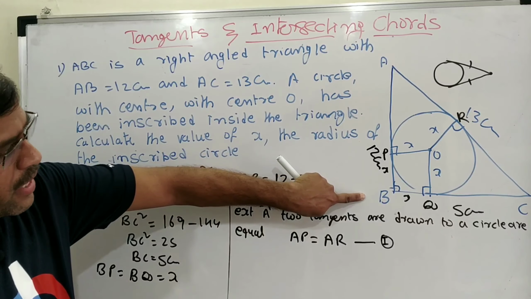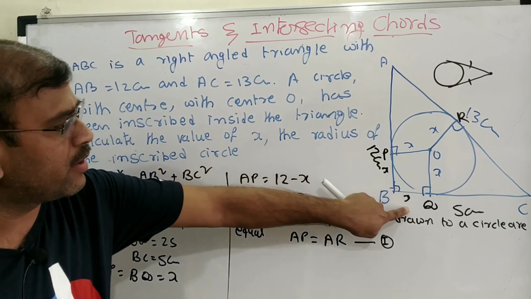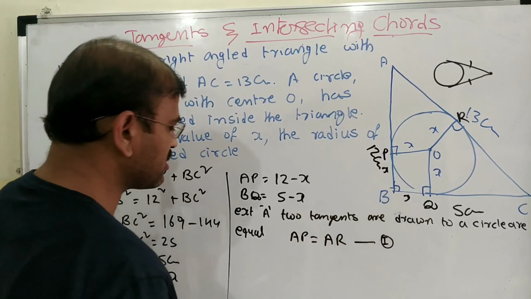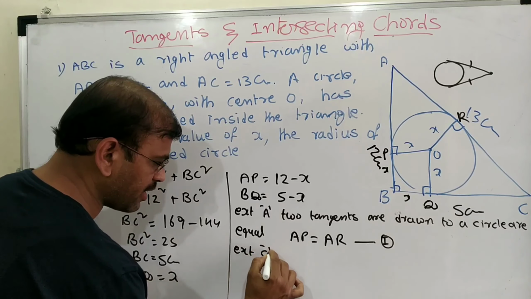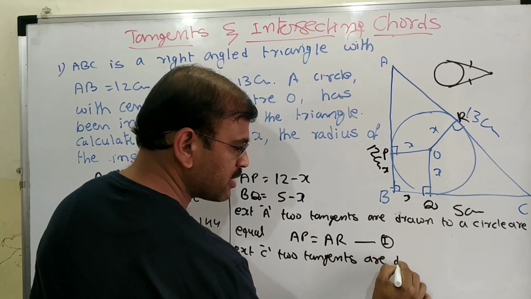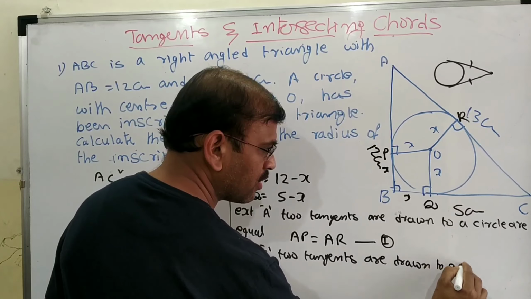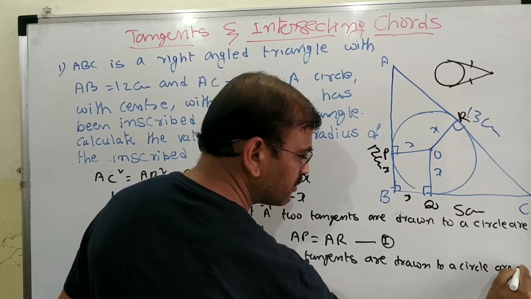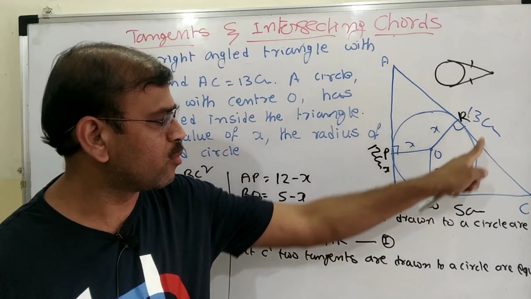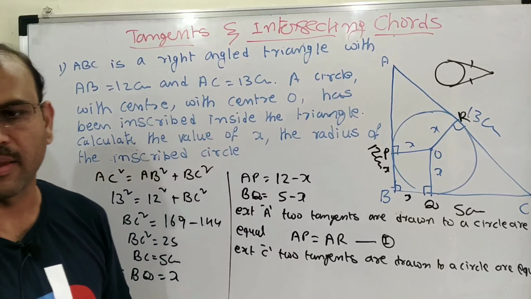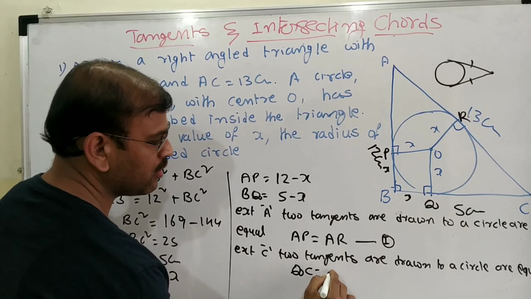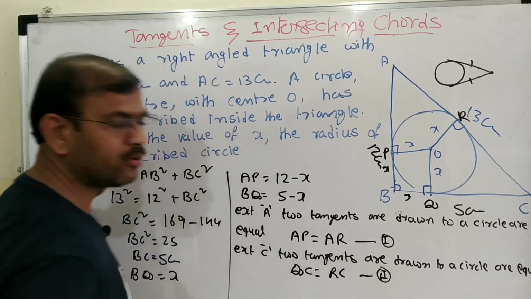Now if I take point B, we already have the x value, we don't need to compare it, because BP equal to BQ, we know that. Now we'll go for C. From exterior point C, two tangents are drawn to a circle. What are the two tangents? QC and RC. These lengths are equal. So I will write QC equal to RC. This I will consider 2.